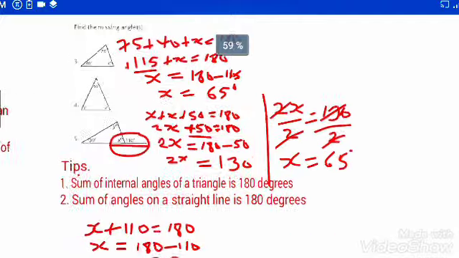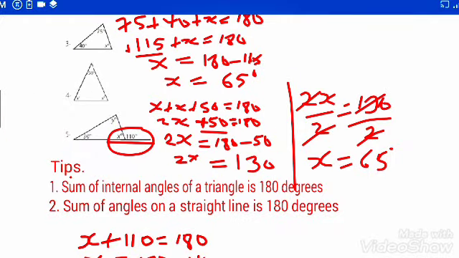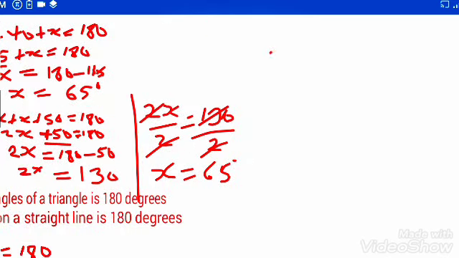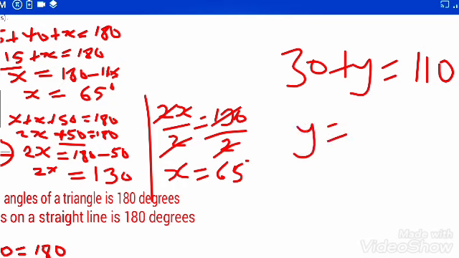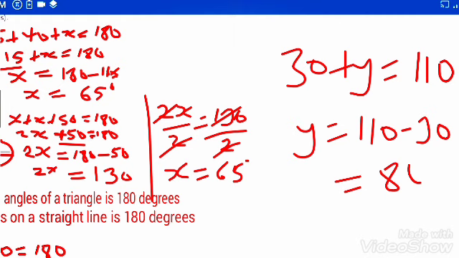Now the second way, there's another theorem that says that the external angle is equal to the sum of the opposite interior angles. So you can see this external angle, and these are the two interior angles. So from there we're going to get 30 plus y equal to the external angle, which is 110 degrees. So y is equal to 110 minus 30, and that gives 80 degrees.